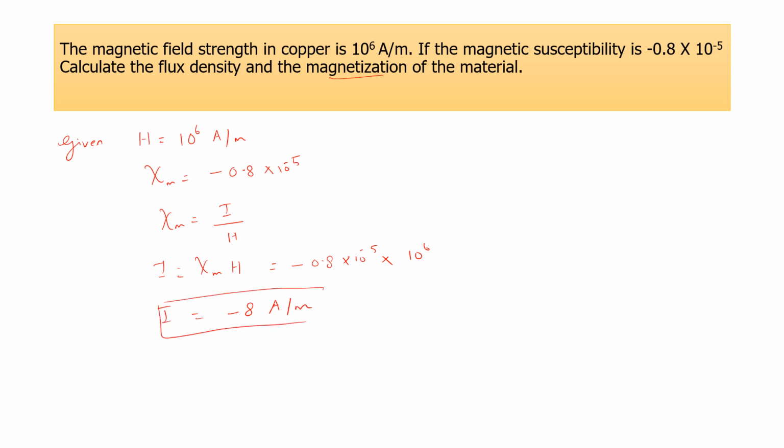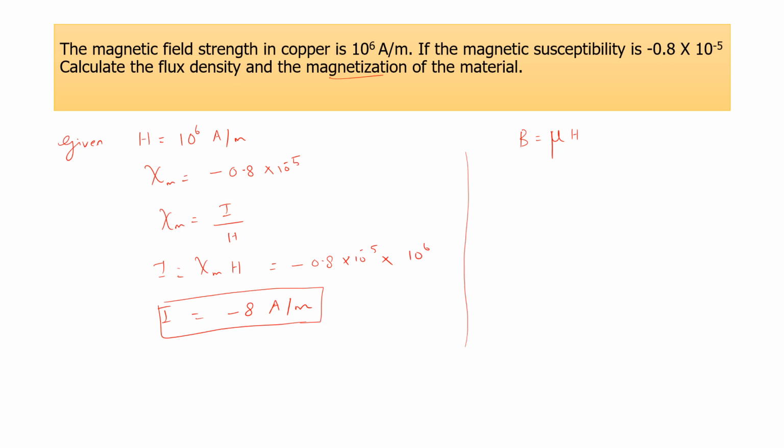So I am getting the intensity easily. So next one is flux density. So flux density, you know the formula connecting the mu and H, that is B is equal to mu H. For which mu is required and mu is not given in the problem. So you have to find out first mu.